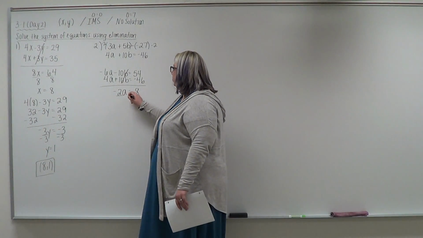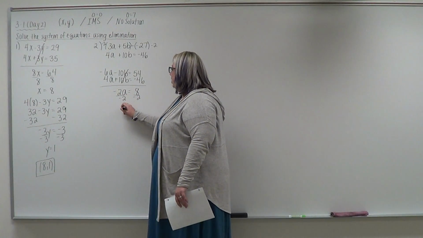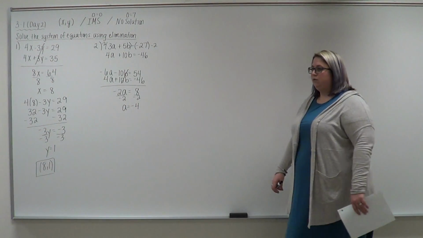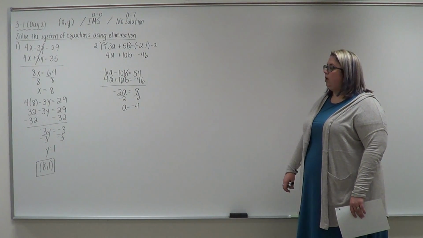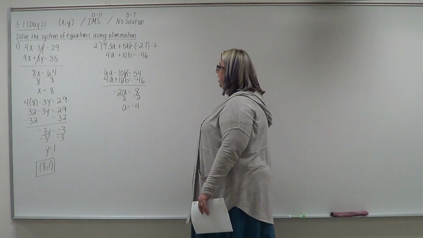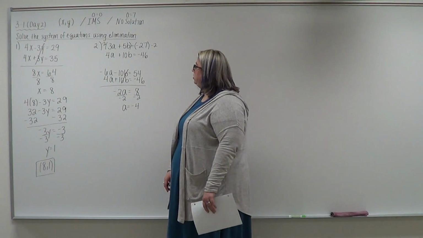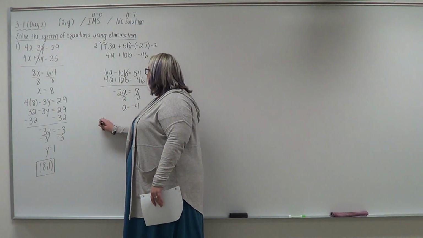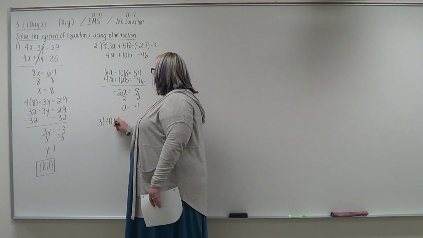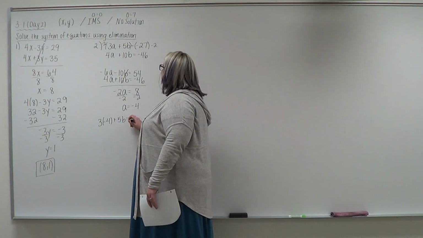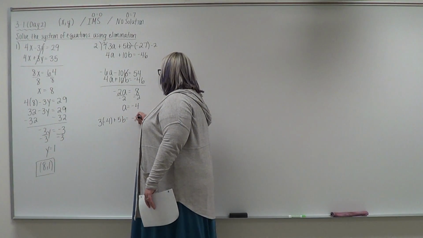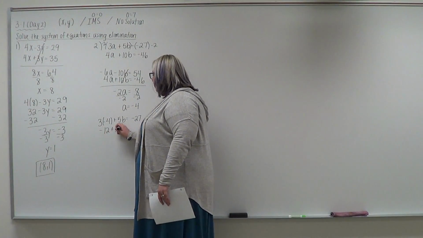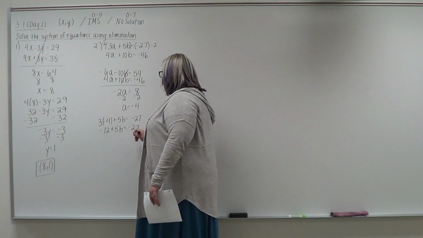Divide by negative 2. A equals negative 4. Okay, just like on problem number 1, just like what we did yesterday, to find the other answer, you take this and you plug it in. So let's just go with the first one. So I'd have 3 times negative 4 plus 5b equals negative 27. So I would have negative 12 plus 5b equals negative 27.